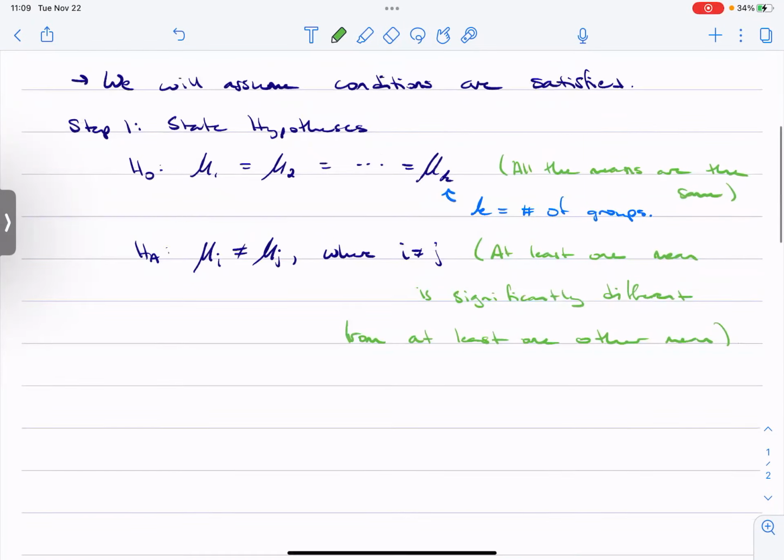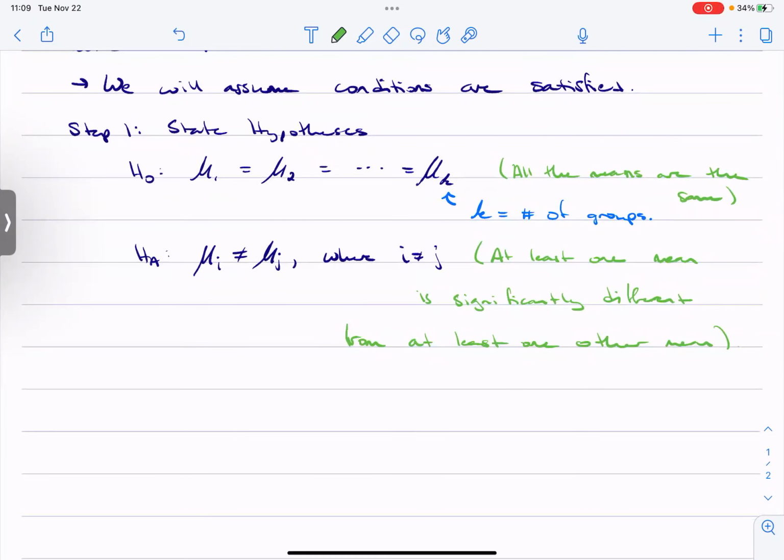Do we need that part where i is not equal to j? It's assumed, but because you're using 2 different things. If you just let i and j be integers, then you could let i be 1 and j be 1. So that's why you want to, and you don't want to say mu1 is not equal to mu1, right? It's implied, but just math, right? Being proper.